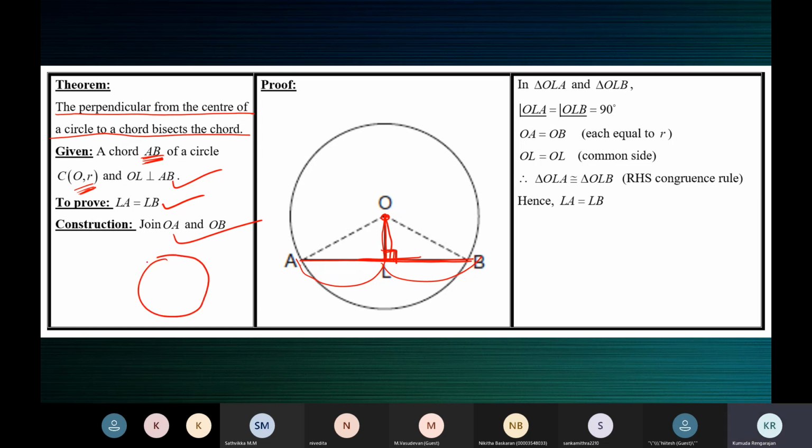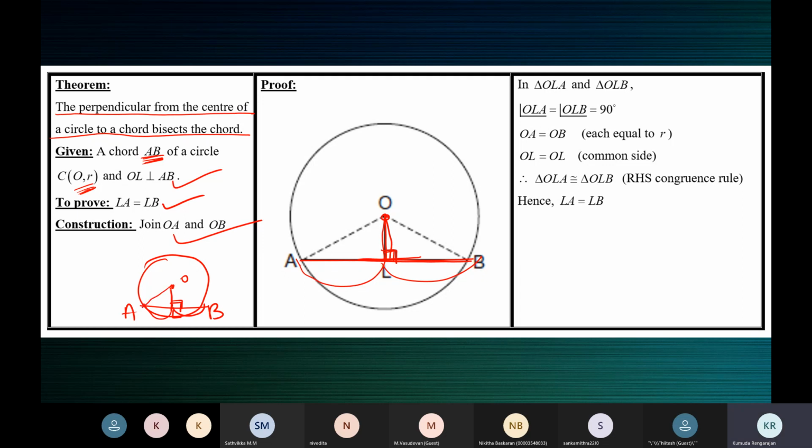We are given a circle with center O and radius R. We are given a chord AB. And we have to draw from the center the perpendicular to the chord. The perpendicular here is called OL. So all this is given to us. We need to prove that LA is equal to LB.